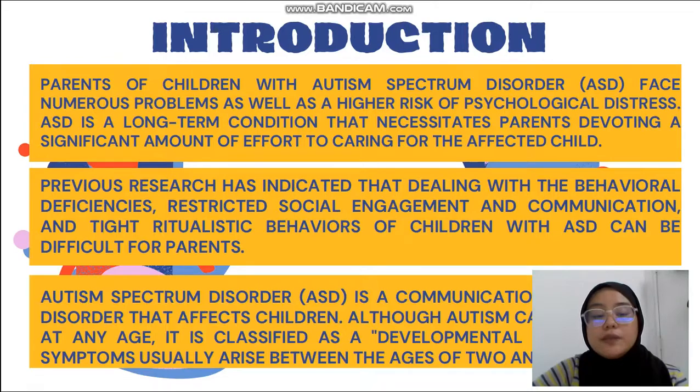So this is the third point, which is autism spectrum disorder (ASD) is a communication behavior disorder that affects children. Although autism can be found at any age, it is classified as a developmental disorder. Symptoms usually arise between the ages of 2.